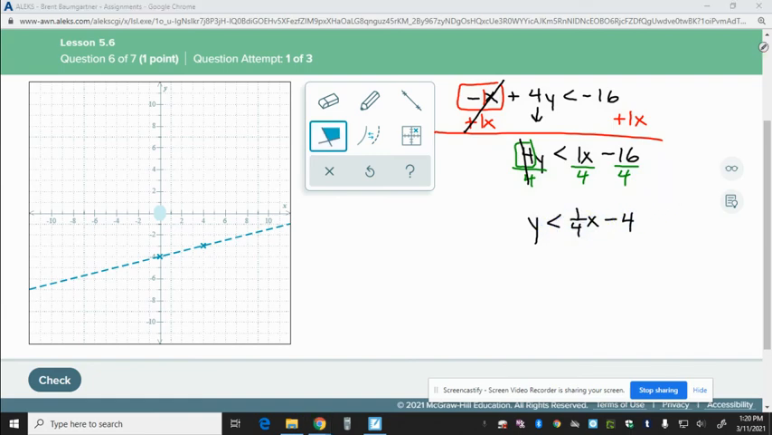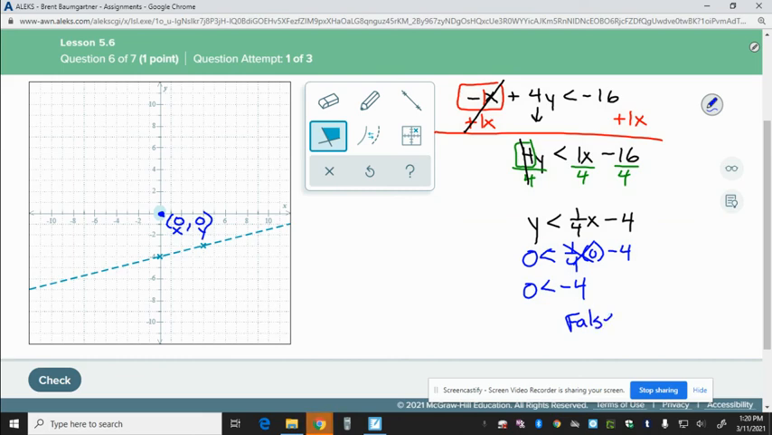we need to look and see where are the solutions. So I'm going to go ahead and select 0, 0 once again. Remember, the only time you shouldn't use it is if it's on the line. Choose a different point. So I'm going to put a 0 in for y, a 0 in for the x, and this is not true. 0 is not smaller than negative 4, so this is false. So like my last problem, the point is on the wrong side. So the solution is on the other side of the boundary line.